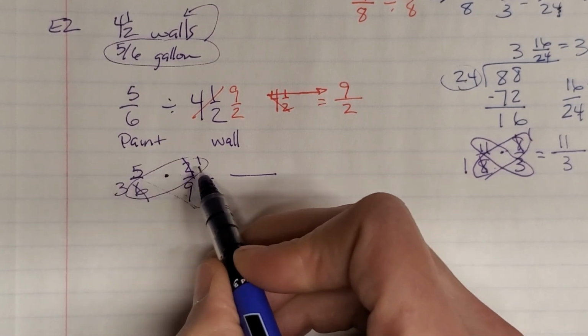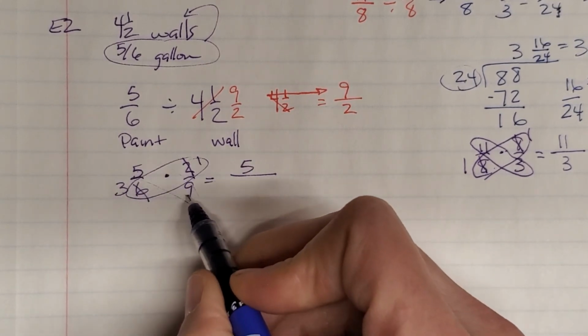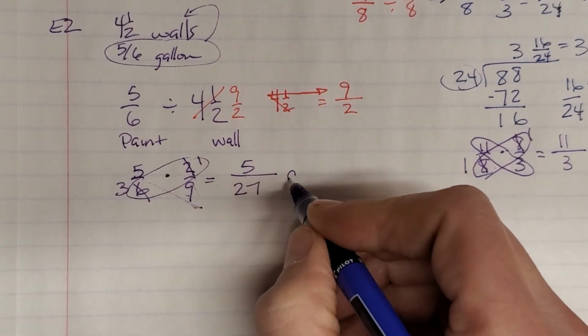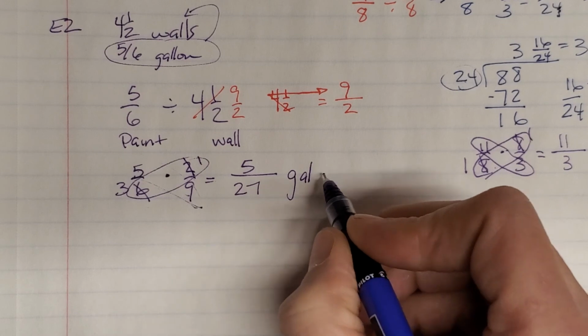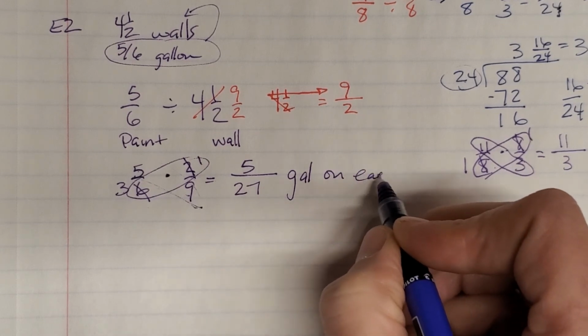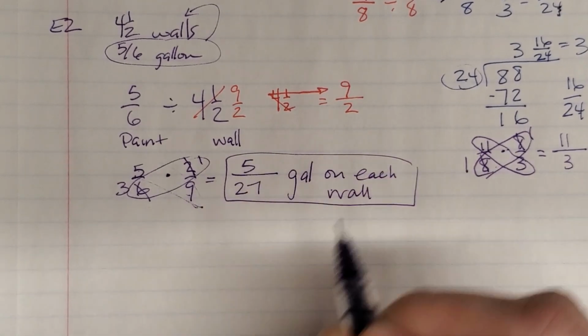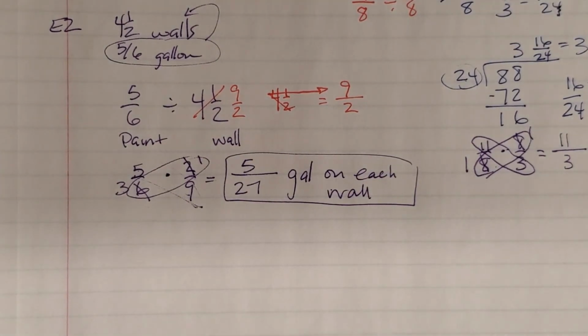Now we can multiply 5 times 1 is 5. 3 times 9 is 27. She can use 5/27 of a gallon on each wall. That's a weird number. How's she going to measure that? I don't know. I'm with you.